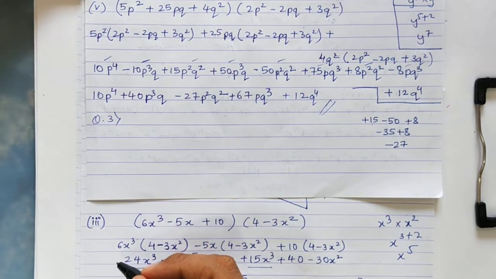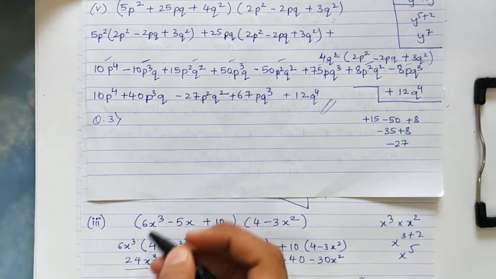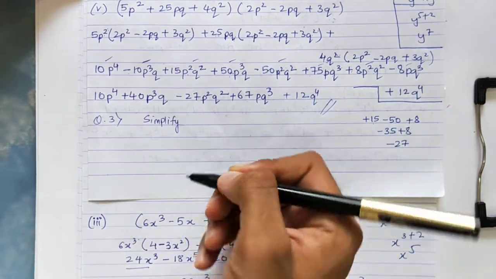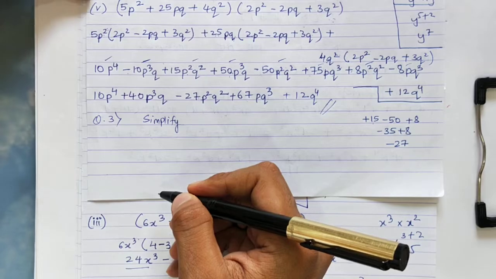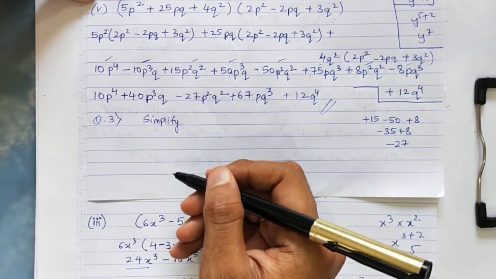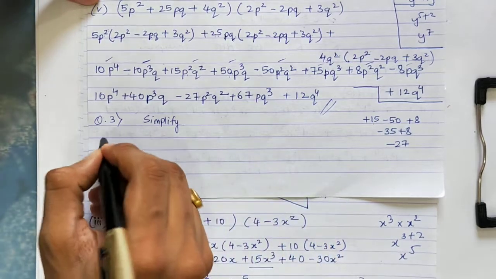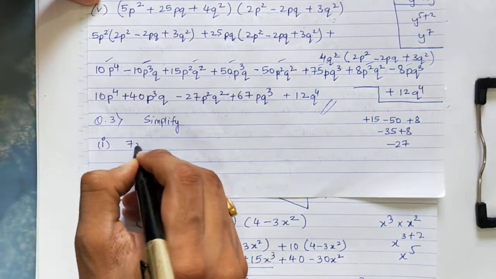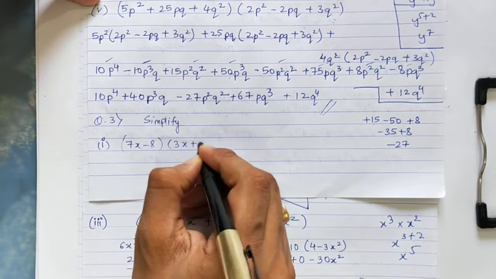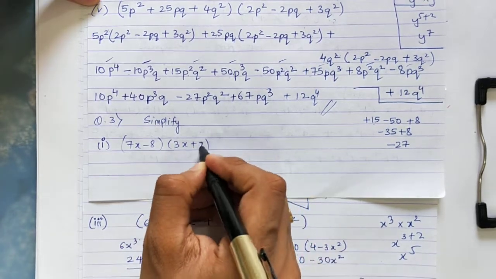Question number 3 is simplify. Very easy question. We have done these type of questions in identities also. So the first one: (7x minus 8)(3x plus 2).